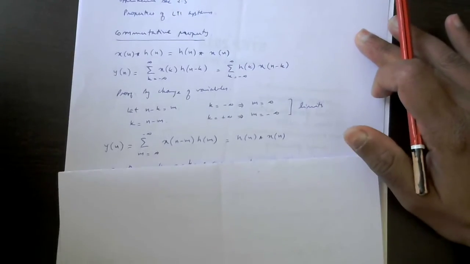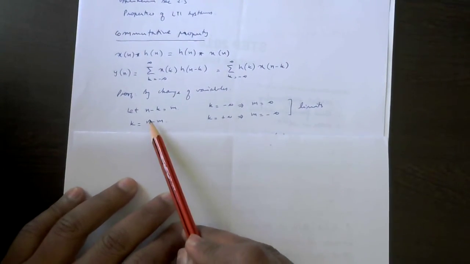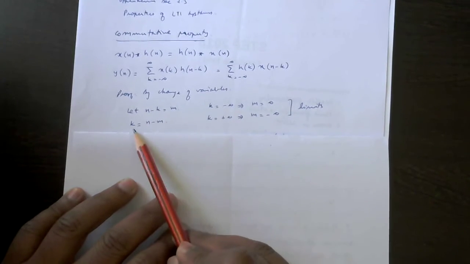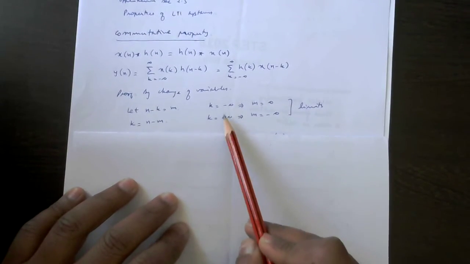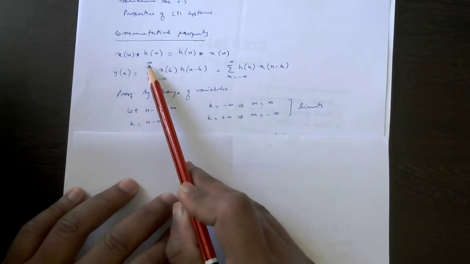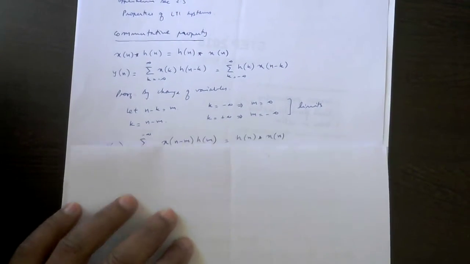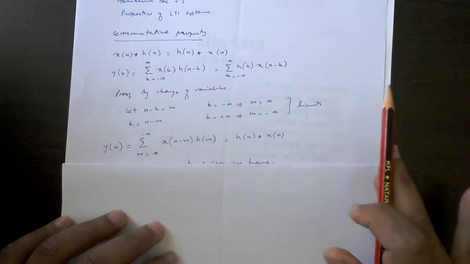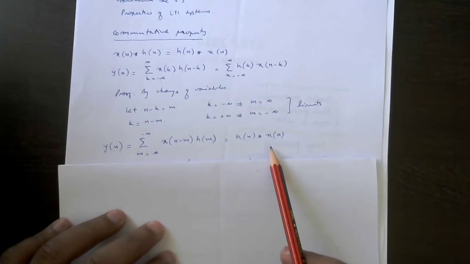The proof of this is very simple. You can just do it by a change of variable. If you replace n minus k with m, and then find the value of k in terms of the new variable m, and also find the two limits, k goes from minus infinity to plus infinity, so for the new limits for m you will get m equal to infinity and m equal to minus infinity. Essentially, with that change of variable, you will get the desired result. That is, y of n is the same as h of n convolved with x of n.